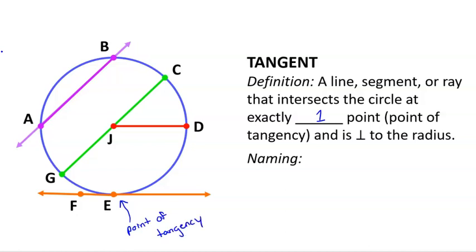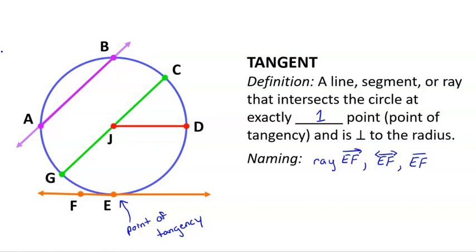And we could say that ray EF is a tangent. We could say line EF is a tangent. And then if we are talking about a segment, we could also say segment EF is also a tangent. They are only intersecting with that circle at one point.